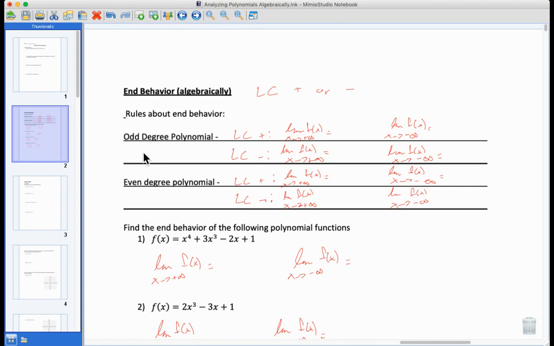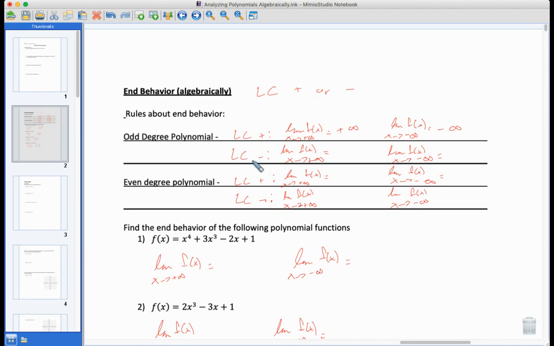Is the leading coefficient positive or is it negative? Now, in the event that we have an odd degree polynomial, you're going to notice that as we move in either direction, the end behavior is going to be different, towards negative or positive infinity. We have an odd degree polynomial and the leading coefficient is positive. As we move further to the right, our function is going to go towards positive infinity. As we move towards the left, it's going to go towards negative infinity.